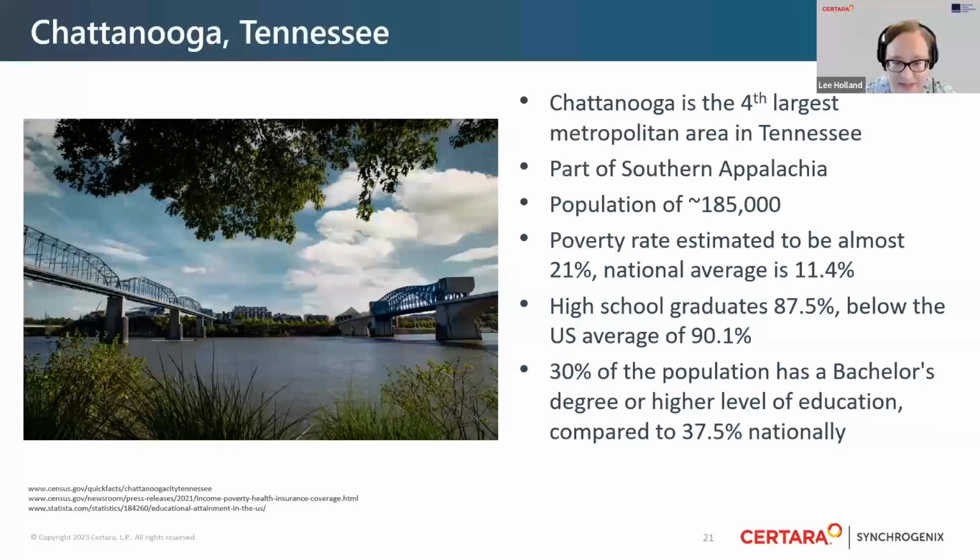Now, take a closer look at who is living in this area. The poverty rate in Chattanooga is estimated to be almost 21%. That's about 10% higher than the national average. High school graduation rate is about 87.5%, which is below the US average of about 90%. And also, only 30% of the population has a bachelor's degree or higher level of education, compared to almost 38% nationally. So that's kind of a snapshot of Chattanooga.